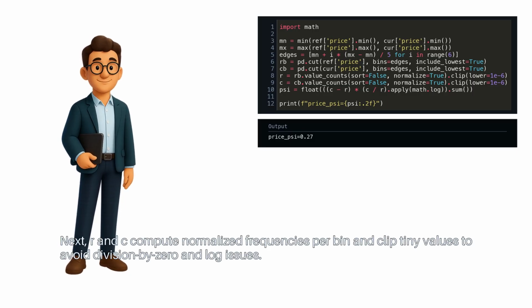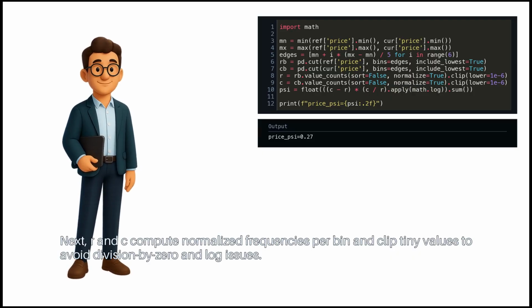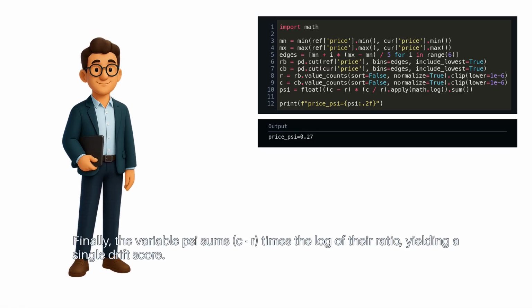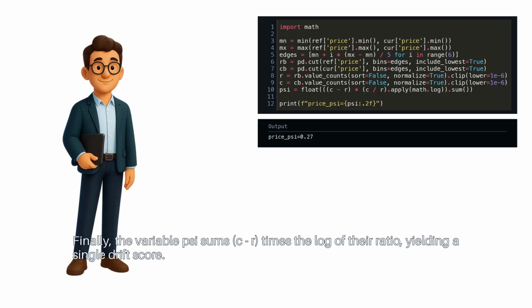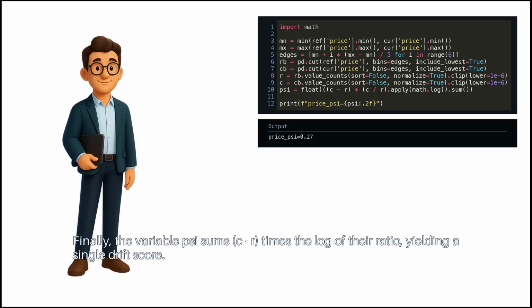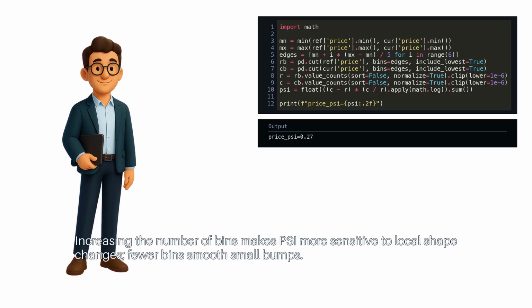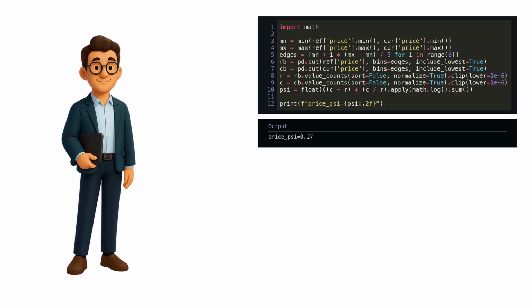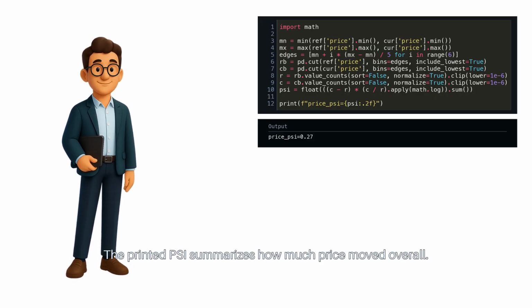Next, R and C compute normalized frequencies per bin and clip tiny values to avoid division by zero and log issues. Finally, the variable psi sums C minus R times the log of their ratio, yielding a single drift score. Increasing the number of bins makes PSI more sensitive to local shape changes. Fewer bins smooth small bumps. The printed PSI summarizes how much price moved overall.